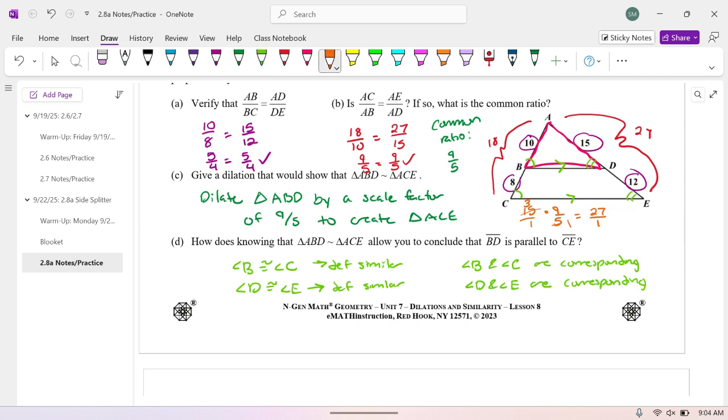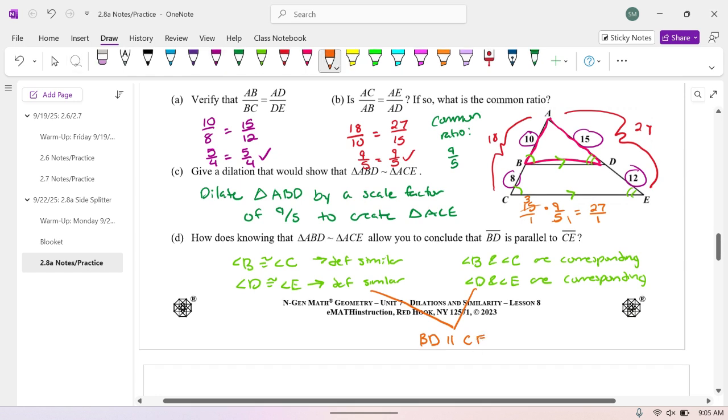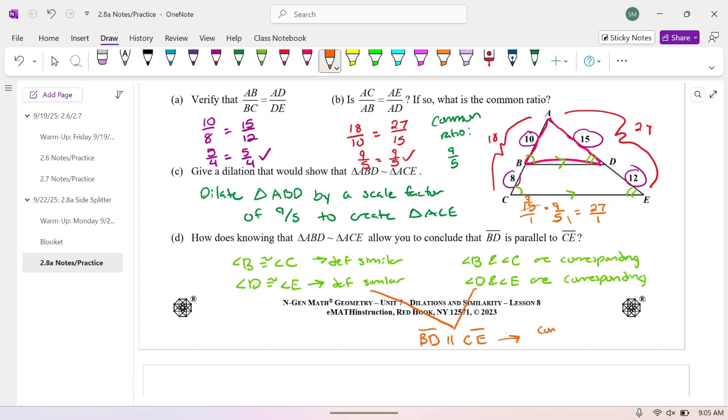So from that, we can conclude that BD is parallel to CE, because corresponding angles of parallel lines are congruent. So that's how we can prove that those two lines are parallel if we know the two triangles are similar.